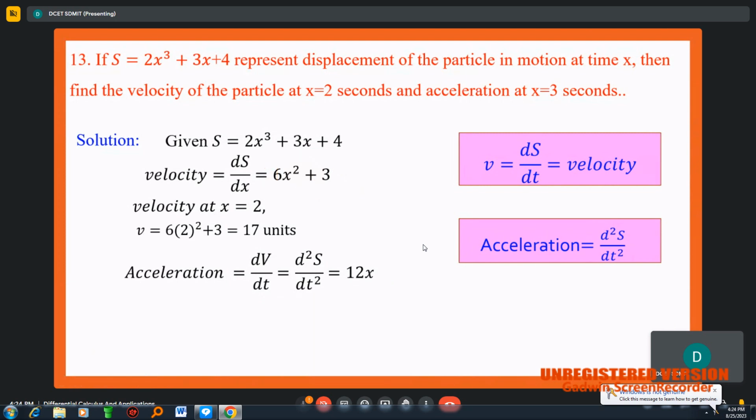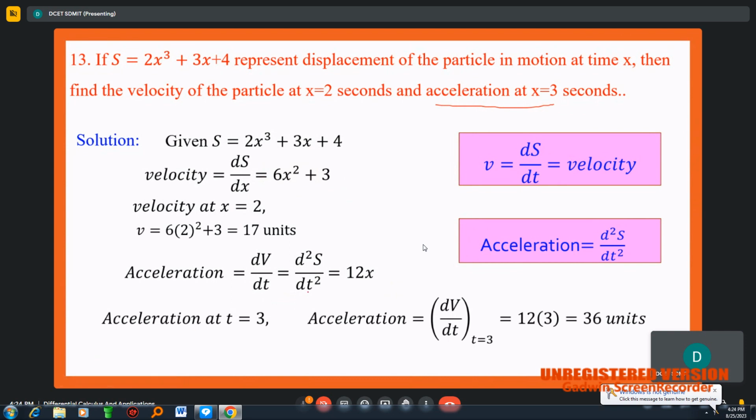After that, we have to find out acceleration at x is equal to 3. That means in the place of x, we are replacing 3. Therefore, acceleration, which is equal to dv by dt, at x is equal to 3, in the place of x we have to replace 3. Here, this is not t, this is x. Okay, x is equal to 3. Therefore, we are getting 36 units. Okay, clear this one?